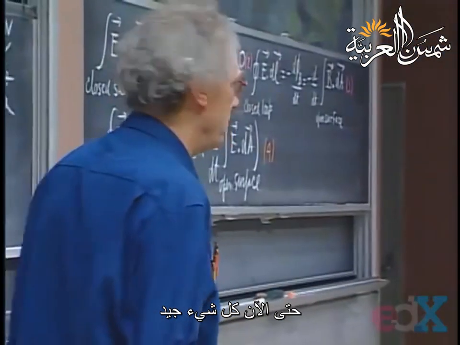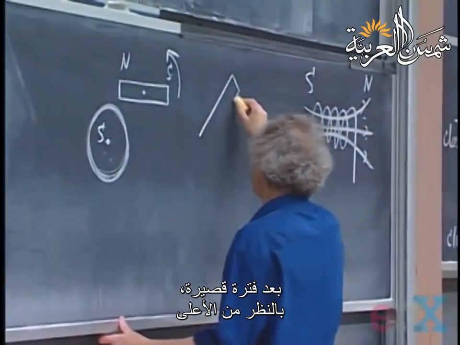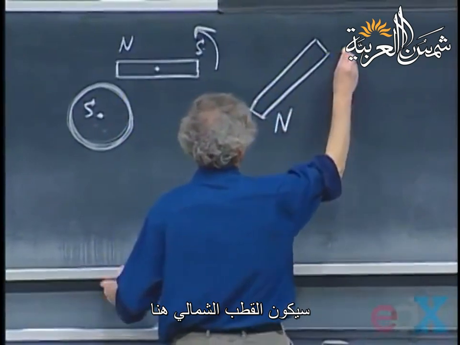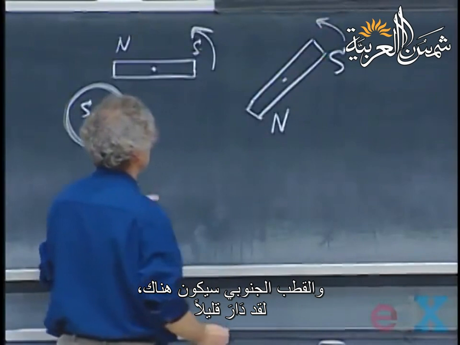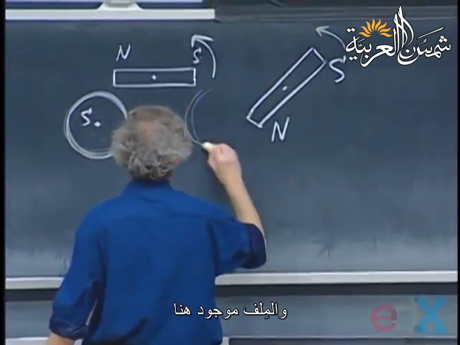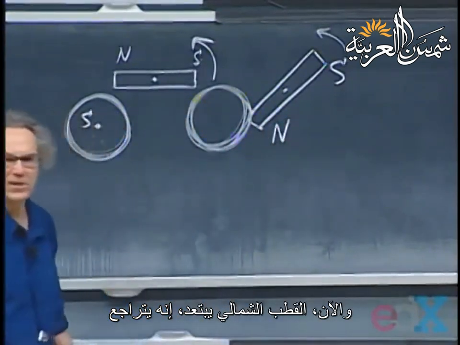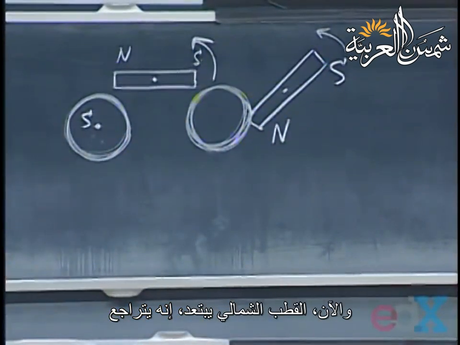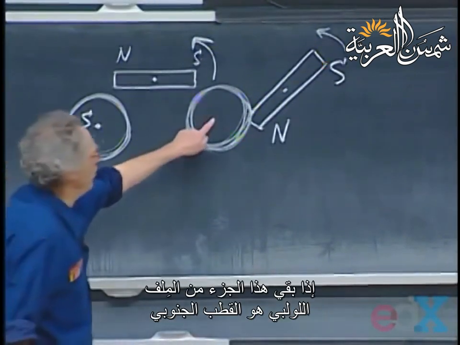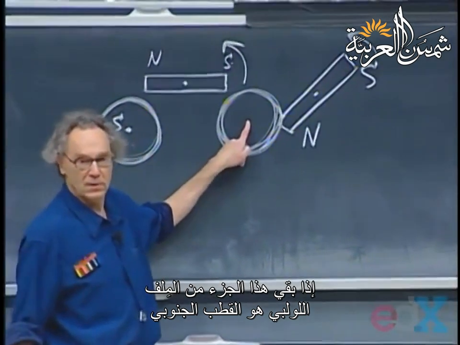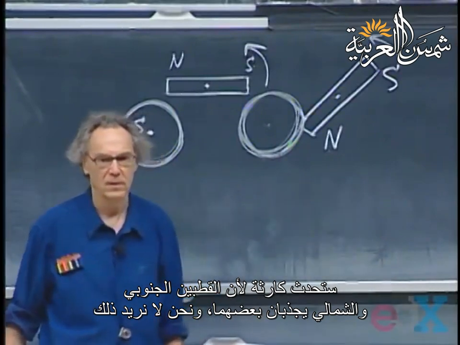So far, so good. A little later in time, looking from above, the north pole will be here, and the south pole will be there. It has rotated a little bit further. And the coil is here. So now the north pole is leaving. It's receding. It's not approaching, it's receding. If this were to remain a south pole, that would be disastrous because south pole and north poles would attract each other. You don't want that.